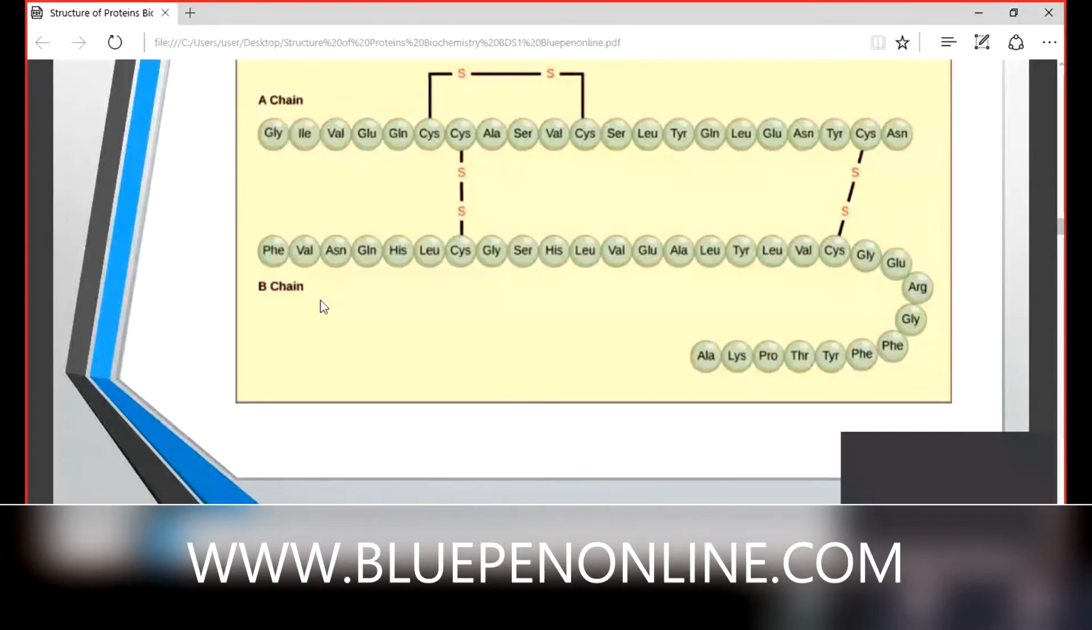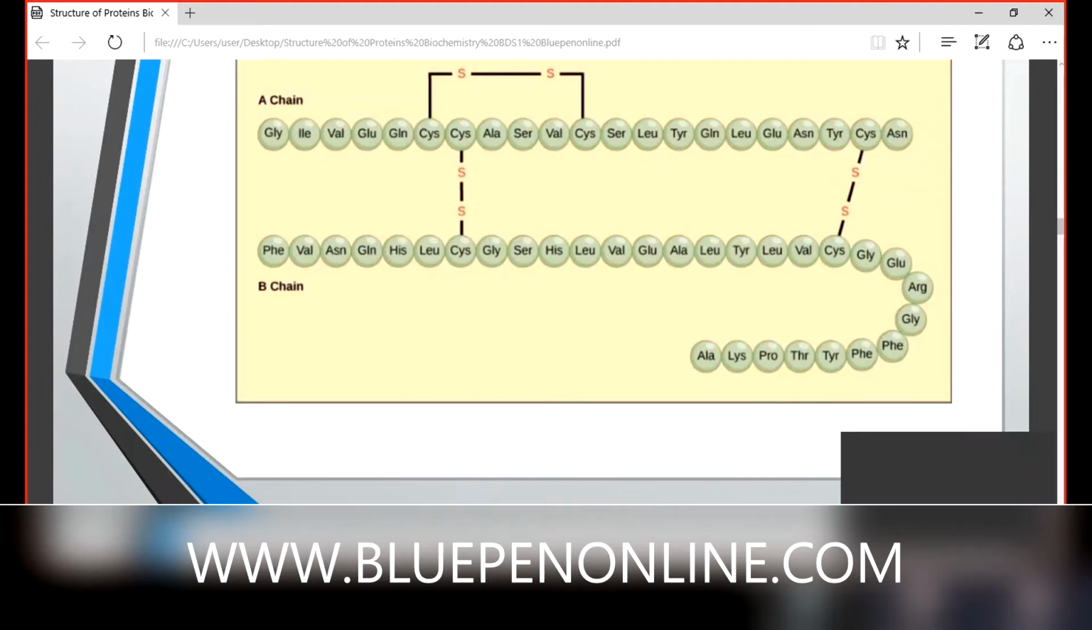Cysteine contains the SH group, that is the sulfhydryl group. So when two sulfhydryl groups are linked together, with removal of one molecule of hydrogen, it forms an SS bond, a disulfide linkage. You can see this interchain disulfide linkage and intra-chain disulfide linkage.